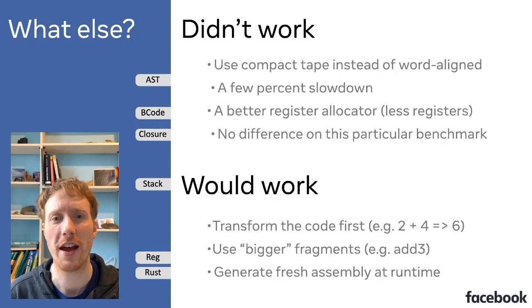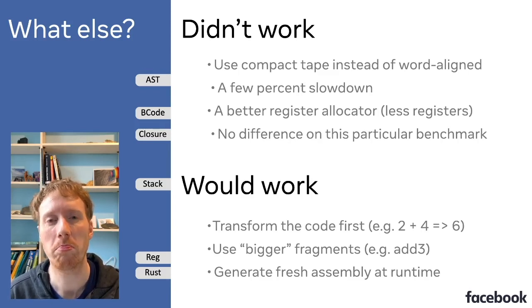So what can we do to get even faster? We could try using a compact tape, so representing registers as 1 byte rather than a word, and that results in a few percent slowdown. We could try using a better register allocator, so there were less registers, and thus they were more cache friendly, but on this particular benchmark it doesn't make any real difference. In a much bigger expression with more intermediates, it probably would.